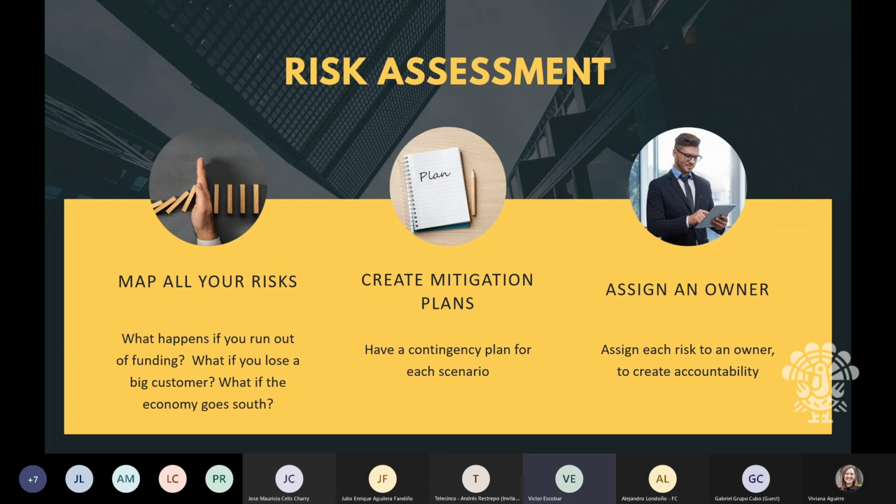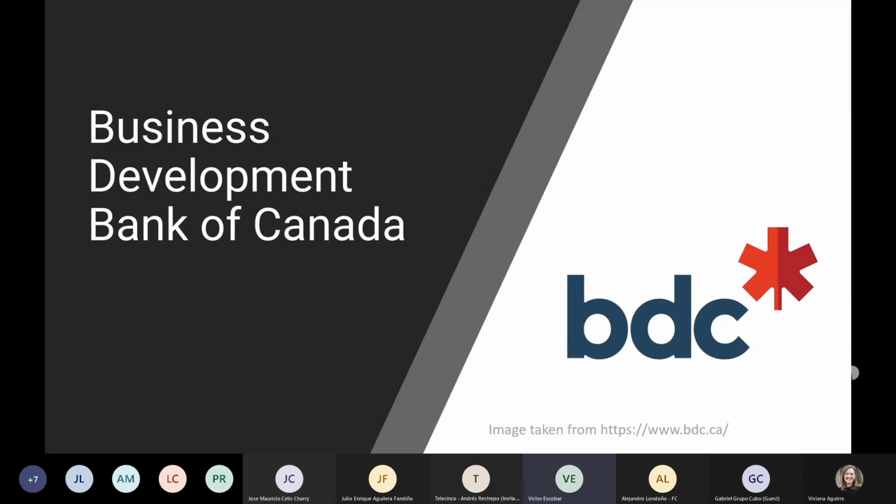Here I'm going to show you the bank that I was mentioning before. We are not sponsored by them. We don't have any relationship with them, but they have a really good website and platform for companies that are in Canada or want to get into the Canadian market. They have support in different languages. If you don't speak English or French, they will help you, assisting you in Spanish.